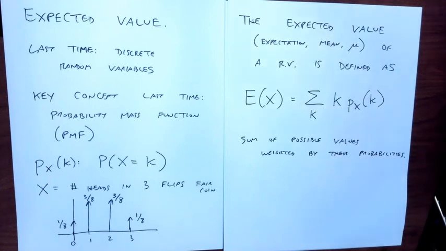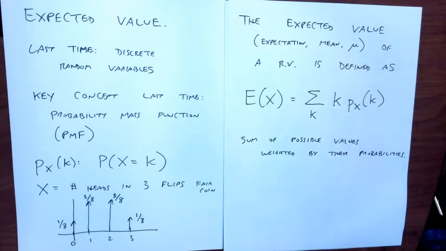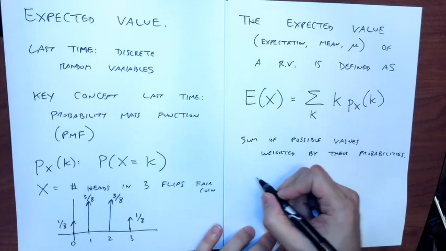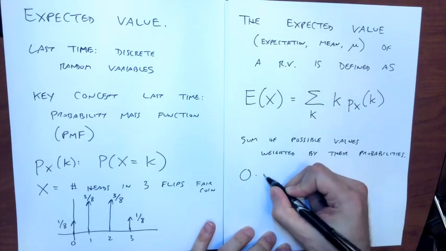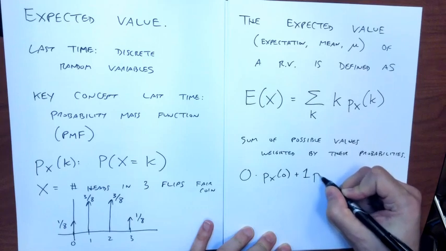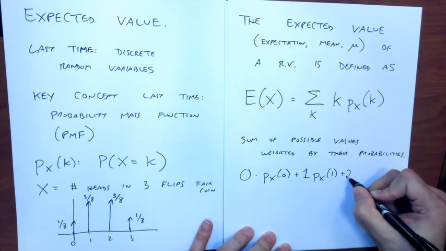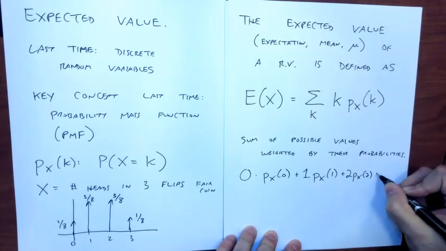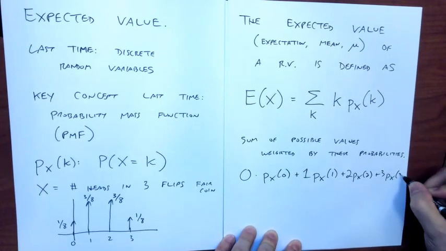So for example, in this picture I just drew on the left, what's my expected value? Well, I have 4 possible outcomes, right? 0, 1, 2, 3. Each of those has different probabilities. My expected value is saying, okay, I take 0 times the probability of getting 0 plus 1 times the probability of getting 1 plus 2 times the probability of getting 2 plus 3 times the probability of getting 3, right?